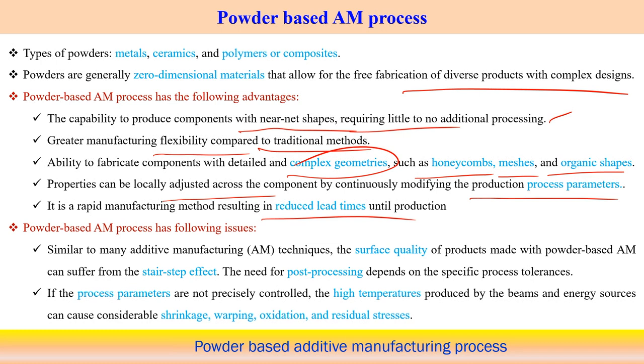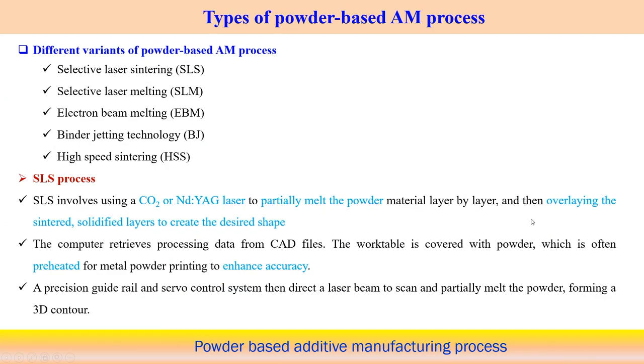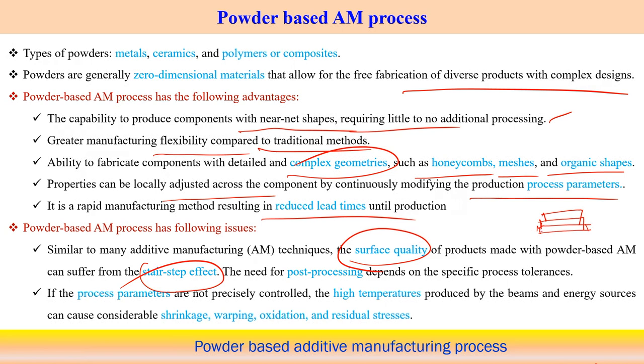For example, like other additive manufacturing processes, the surface quality of the products in powder based additive manufacturing can suffer from the stair step effect. For example, we deposit one layer using this powder, the next layer can be deposited like this, the next layer like this. So this is the staircase effect, though it entirely depends on the layer thickness. That is one problem associated with powder based technology, and therefore we need to perform some kind of post-processing operation to avoid or reduce this staircase effect.